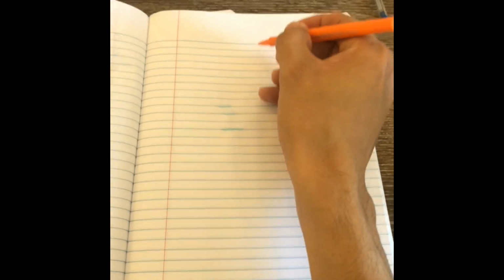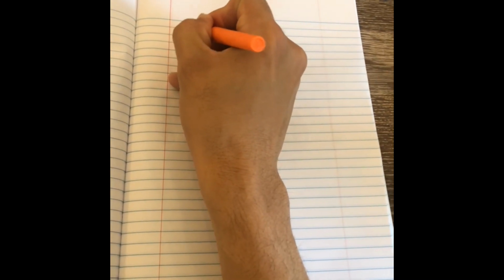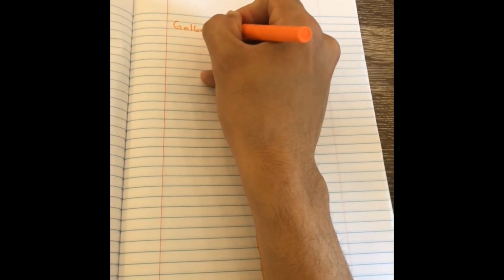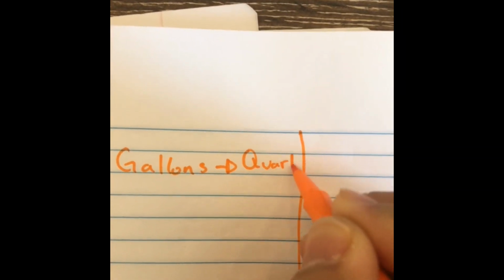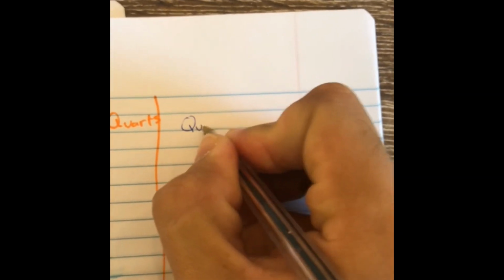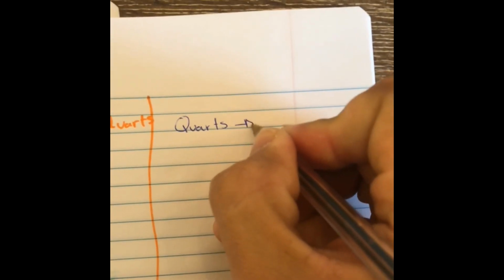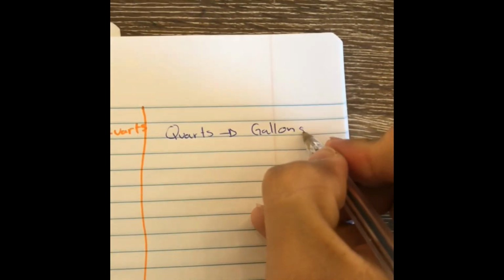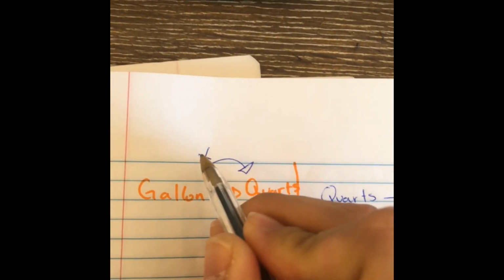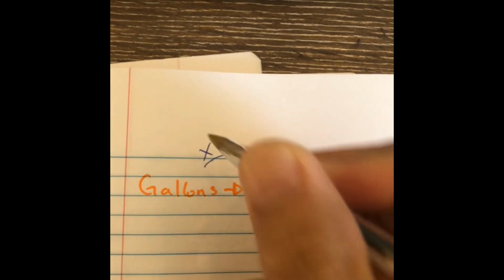For your notes today, I want you guys to split your page right in the middle. We're going to first practice from gallons to quarts. And on the other side, I want you to write from quarts to gallons, which is the opposite. Put a little S. From gallons to quarts, make sure to draw an arrow because we were multiplying by the relationship of gallons and quarts.